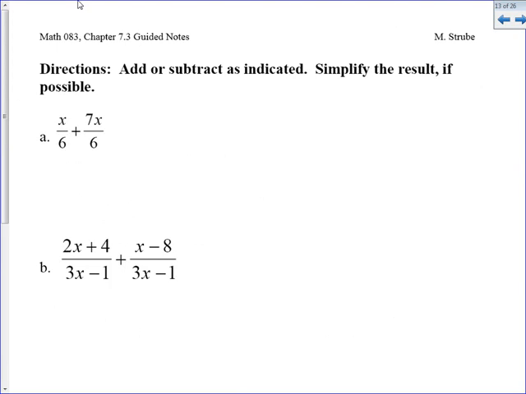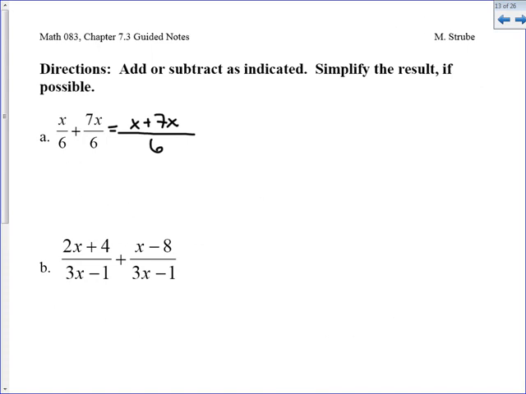And then our problems. Add or subtract as indicated. Simplify the results if possible. When you're adding and subtracting, the first thing to always make sure is that you have a common denominator, which today, in 7.3, we have. So if I look at A, x over 6 plus 7x over 6, common denominator, what part of fractions do I actually add or subtract? Numerators. So what I'm really doing here is I'm taking x and I'm adding to it 7x and I'm keeping it over my common denominator.